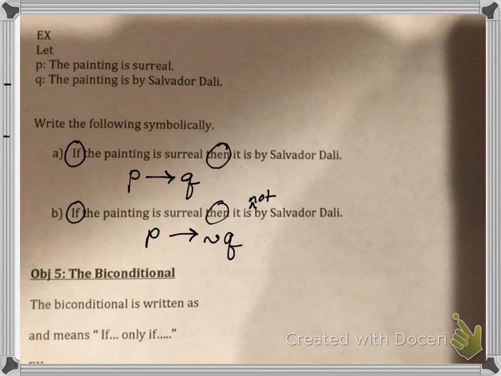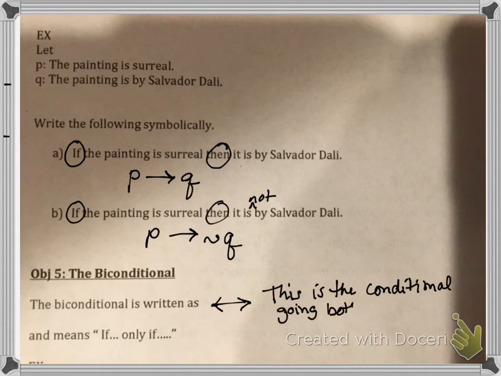Okay, objective number five, the biconditional. The biconditional is written as a double arrow. It means if and only if. If you want to think about it, it's the conditional going both ways. What I mean by that is if P then Q, and then if Q then P. So that's what I meant by it's going both ways, and we're going to see that happen in the truth table for the biconditional.